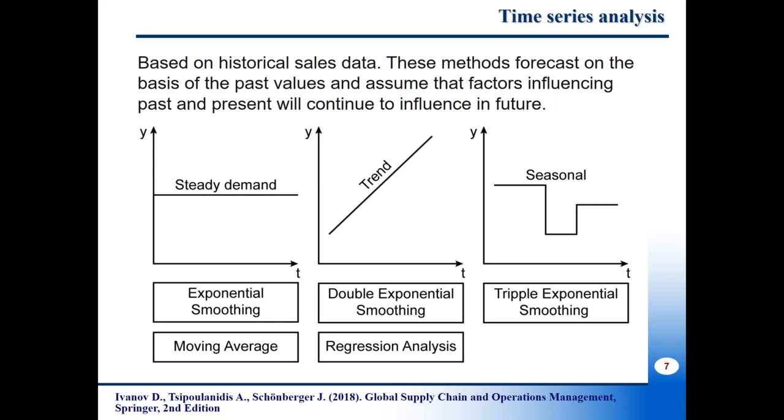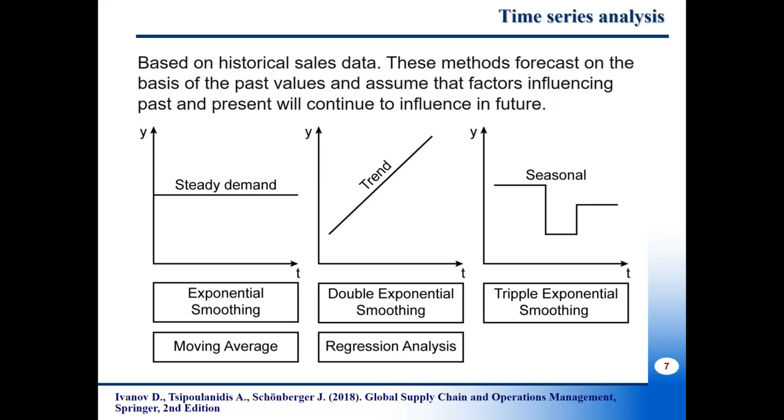There are different methods to forecast demand depending on the temporal progress of demand. We can see from figures in our slide, if there is constant demand for a product, we can use the moving average or simple exponential smoothing. For products with a demand which is based on trends, we can use regression analysis or double exponential smoothing. Products with seasonal demand can be forecast using triple exponential smoothing.